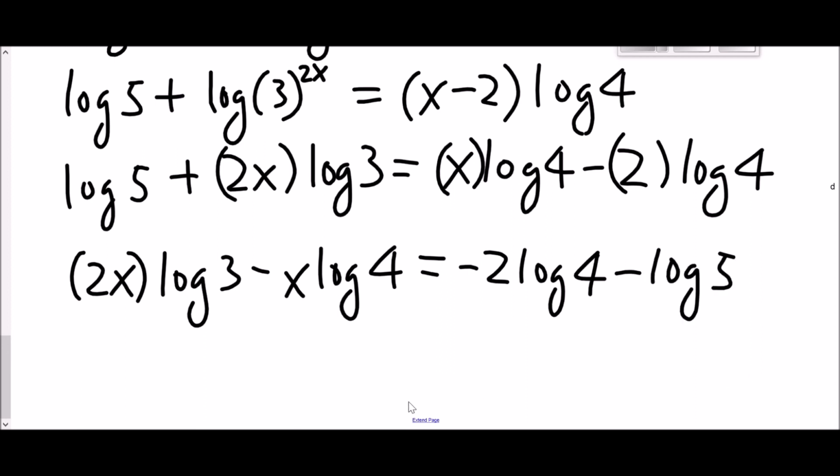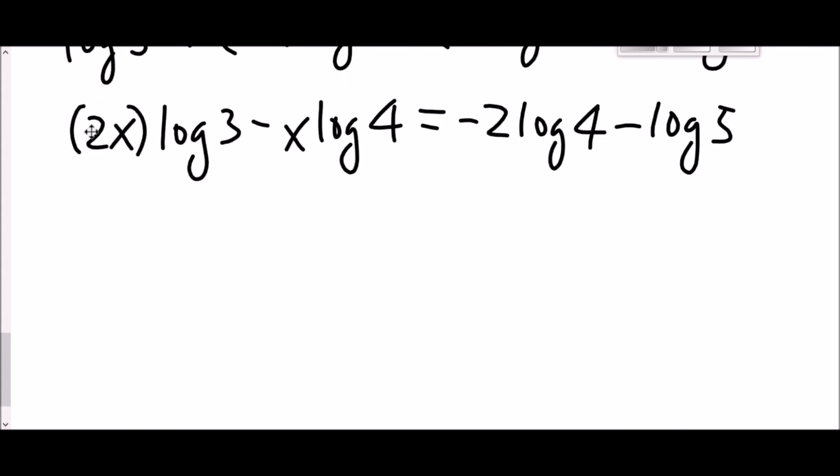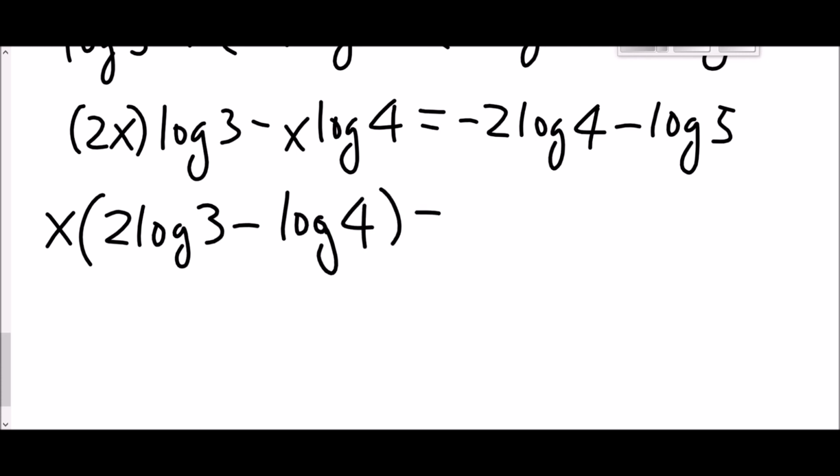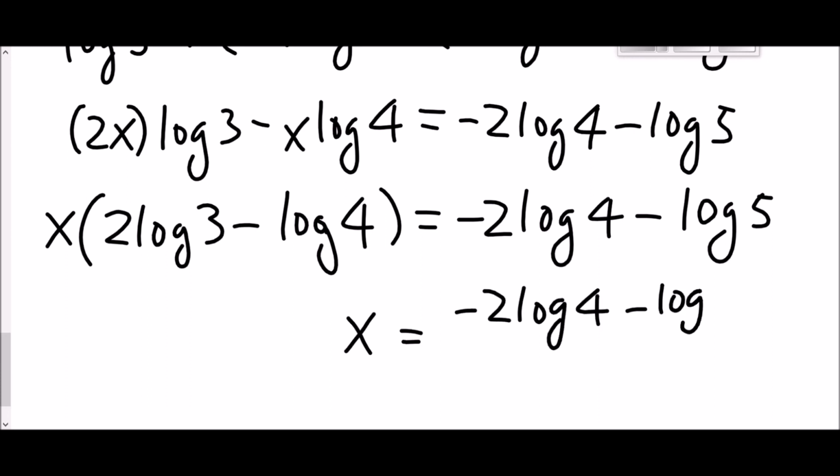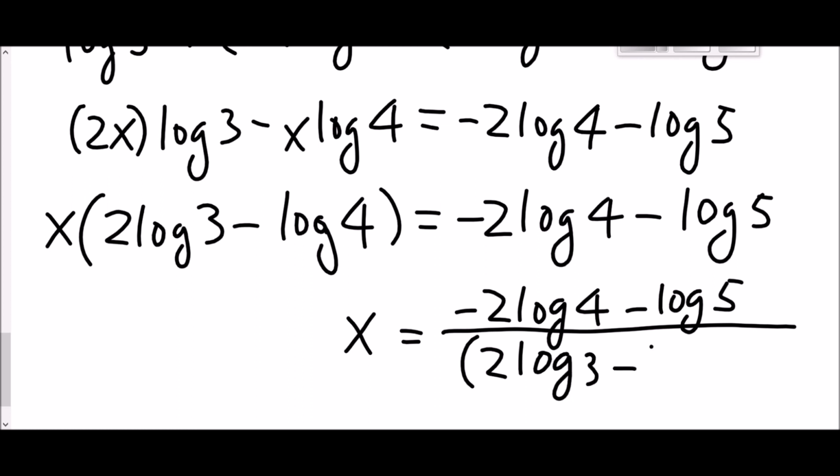And then as you can see on the left hand side, I have common factors of x, so factor out the x. Divide each term by x, divide this by x, you get 2 log 3. I'm not going to put the brackets around 2, minus, divide this by x, so that gives you log 4. And then right hand side is still that. There's nothing we can really do, I'm sure this time. And then just like last question, to get rid of this, we divide both sides by 2 log 3 minus log 4. So x is negative 2 log 4 minus log 5 divided by 2 log 3 minus log 4.